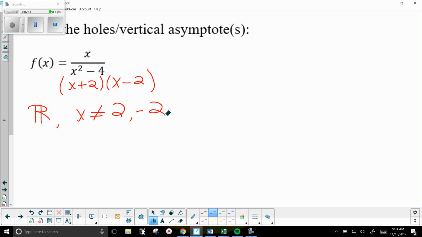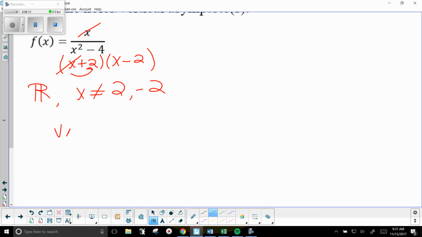Does anything cancel? No, you have to have the entire factor to cancel. I cannot cancel an x with an x because this x is tied to a 2 with a plus sign. You can't undo addition with division. So nothing cancels, so therefore we have vertical asymptotes at x equals 2 and x equals -2. And I would write it out twice because it is 2 different vertical lines. Just write the equation of a vertical line.